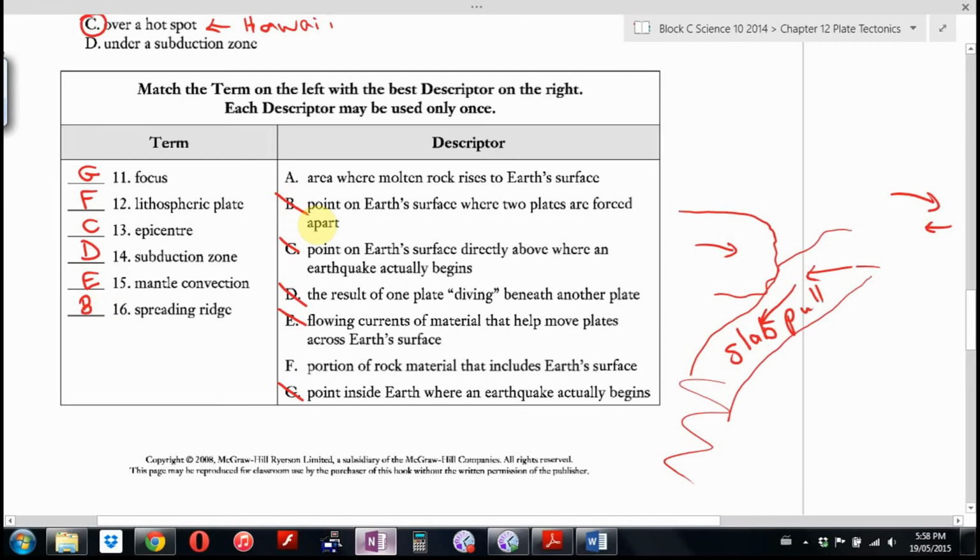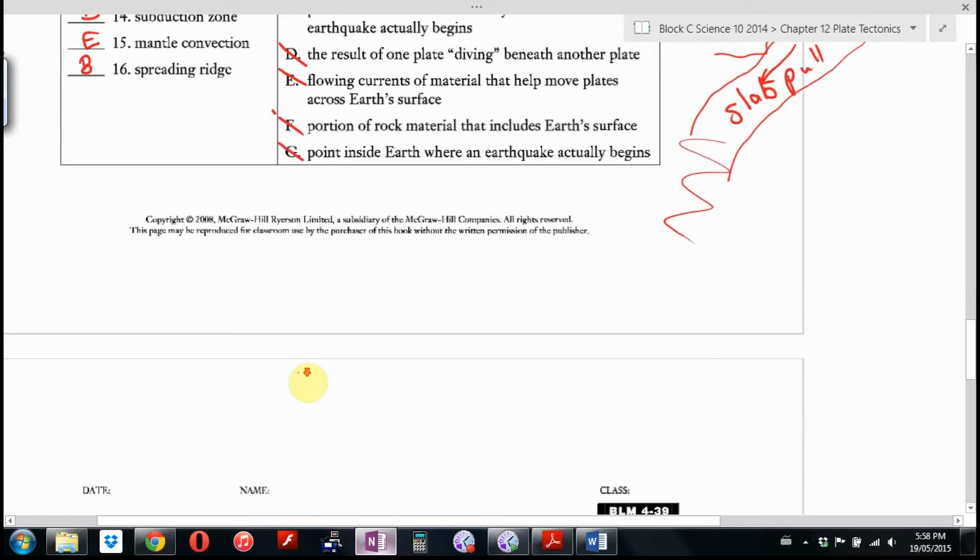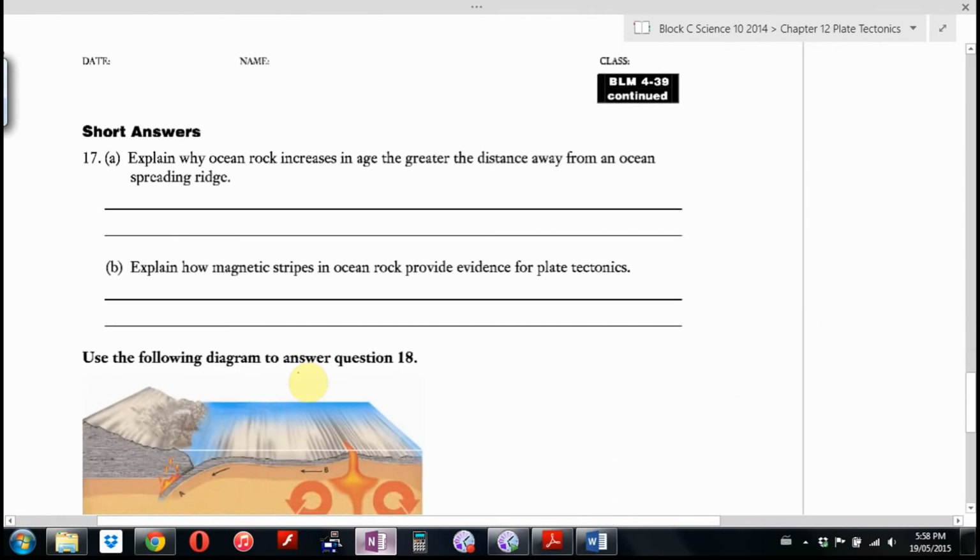What's an area where molten rock rises to the Earth's surface? A volcano. There are 3 different types. Make sure you know the 3 types of volcano. We didn't include F. Short answers. Why does ocean rock increase with age the greater the distance away from an ocean spreading ridge? So, how would we say that?